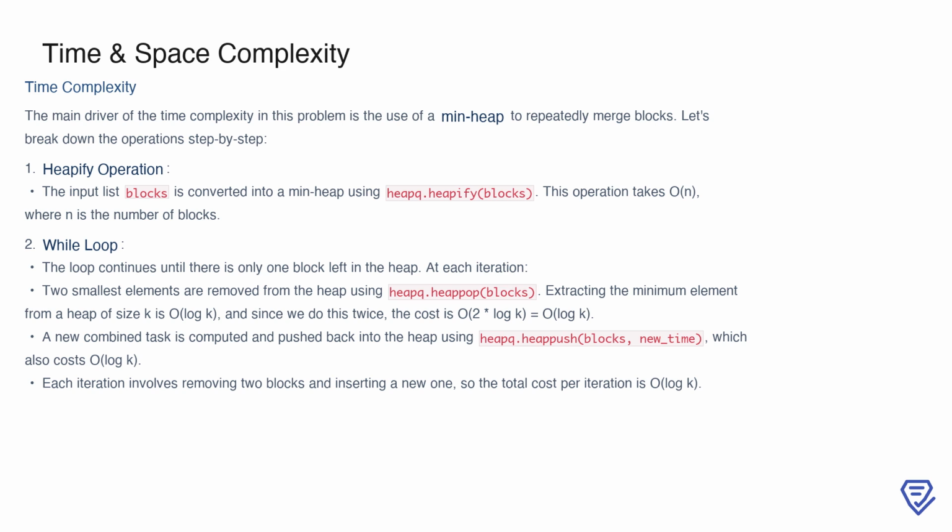In each iteration of the loop, the two smallest elements are removed using heap.heappop. Since removing the smallest element from a heap of size k takes O(log k), and we perform this operation twice per iteration, the total cost for removing the two smallest elements is O(2 * log k), or simply O(log k). Then, after computing the new combined block, we push it back into the heap using heap.heappush, which also takes O(log k). Altogether, the total cost per iteration of the loop is O(log k).